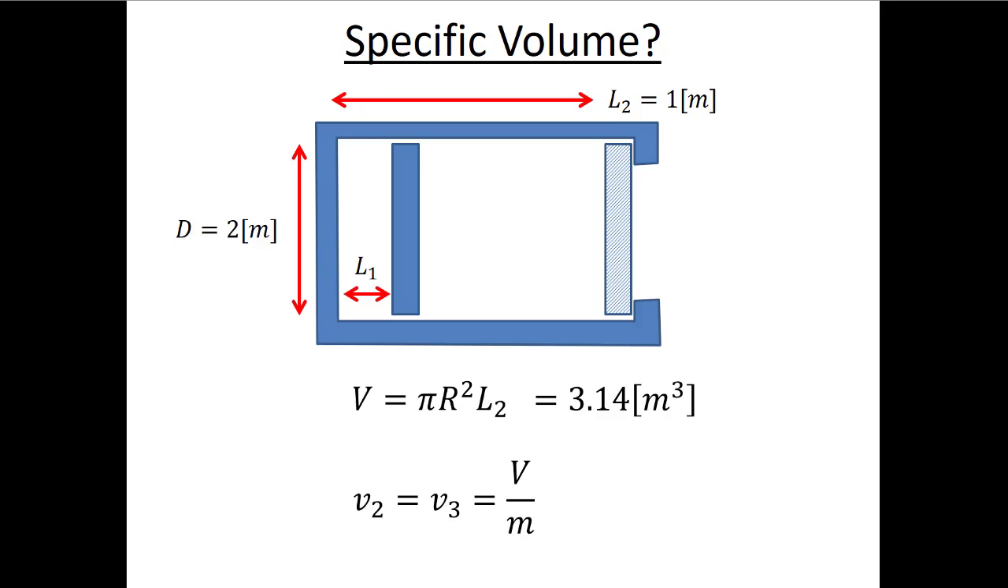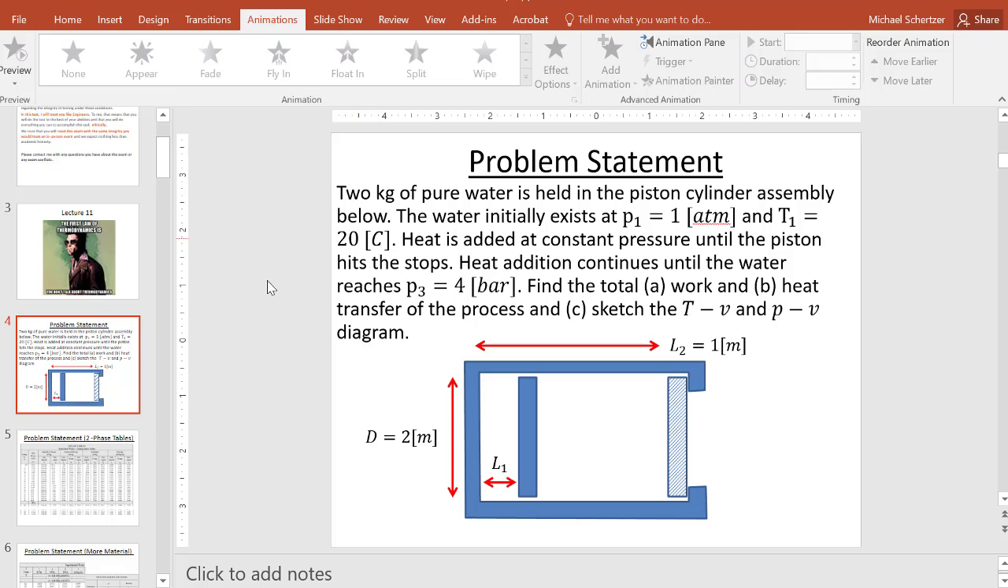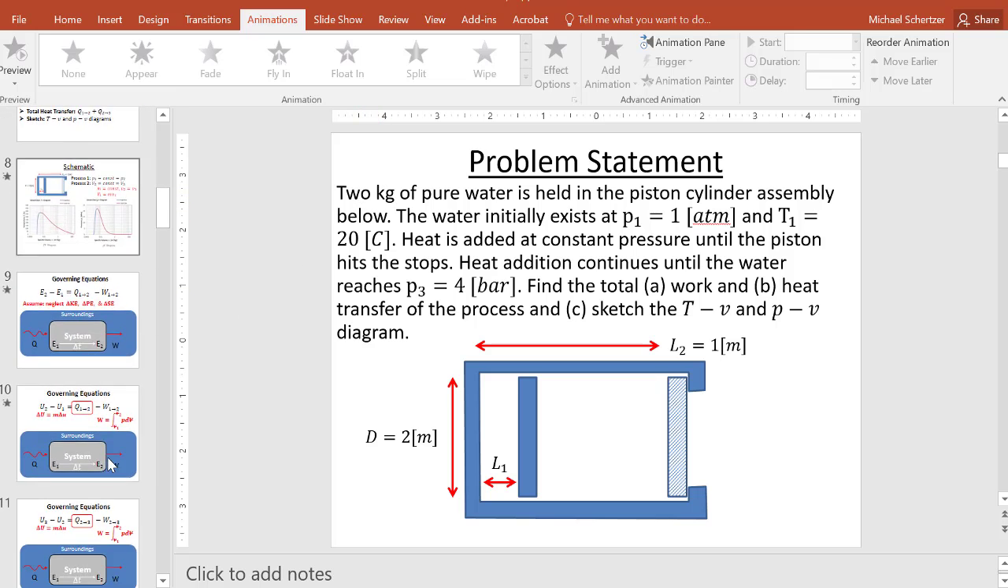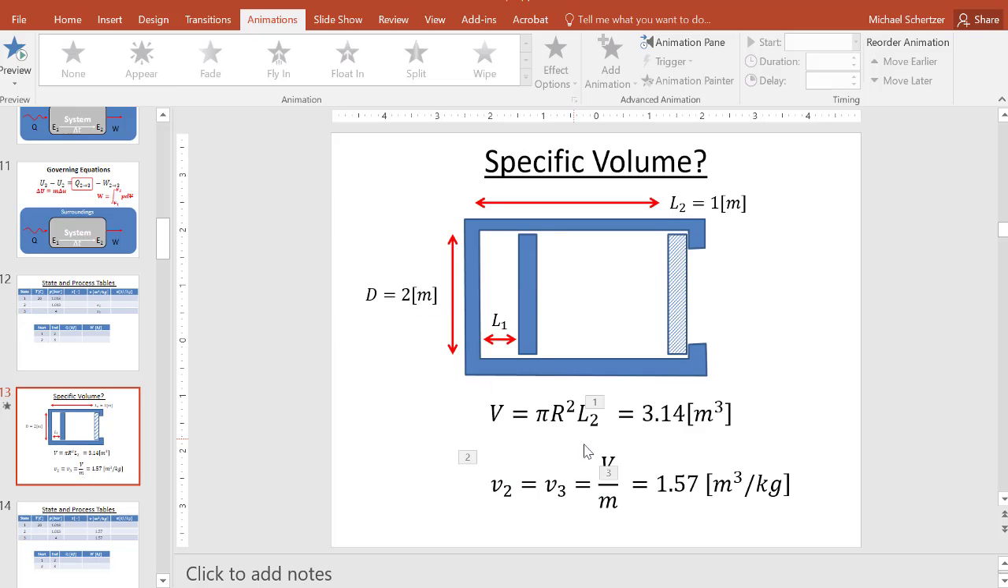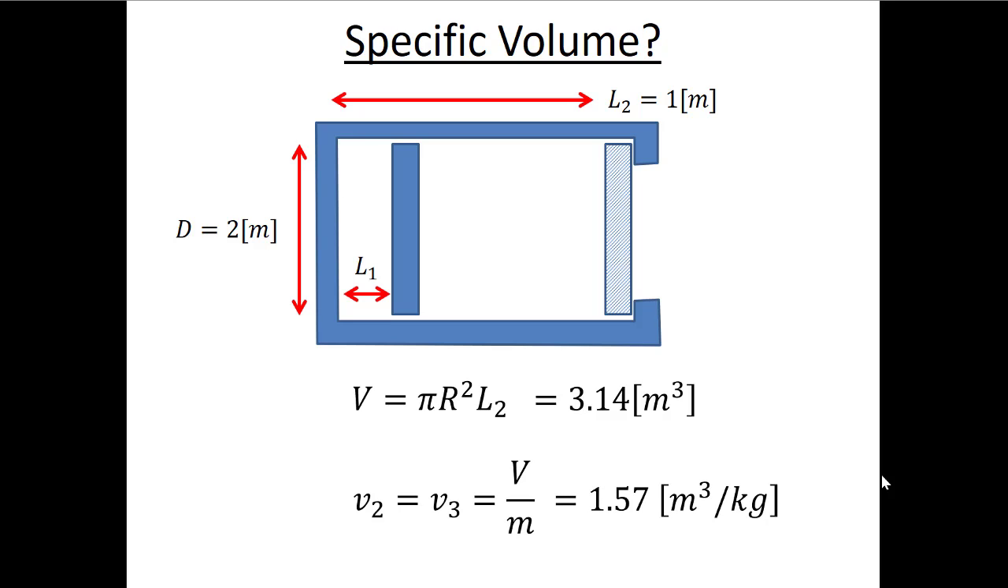So I know from what I wrote before that the specific volume at state 2 is equal to the specific volume at state 3, which would be equal to this V, which is V2 or V3, divided by the mass. So it looks like maybe the problem did give me the mass. Let's go back and look at the actual problem statement here. Yeah, so they told me that it's 2 kilograms. So in this case, I didn't have to figure out the mass. Because here I knew the mass, now I can fill this in, and I know that V2 is equal to V3, which is 1.57 cubic meters per kilogram.